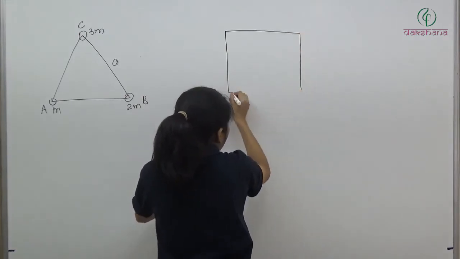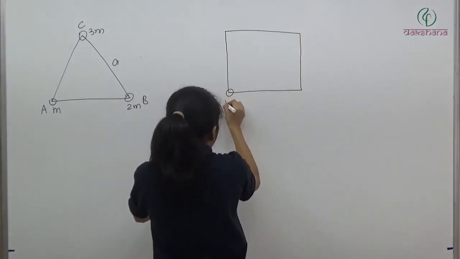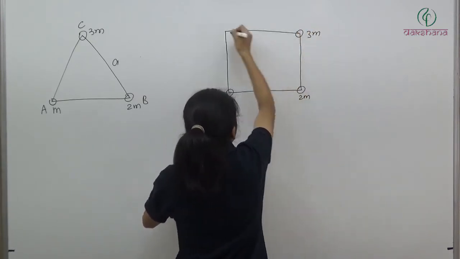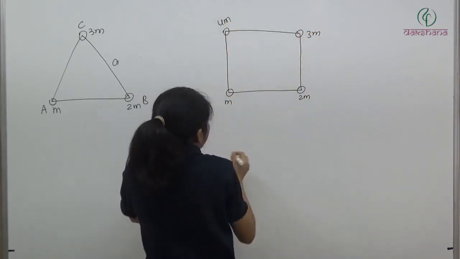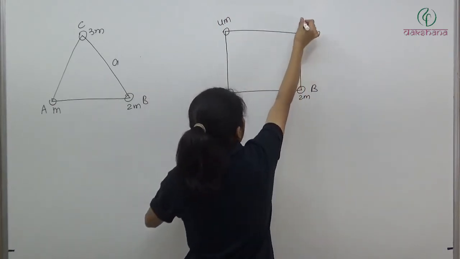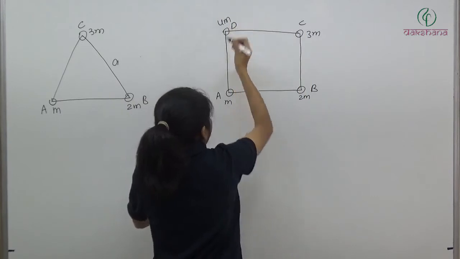So please try to solve these problems. Here we have m, 2m, 3m and 4m. Clear? Now again find out the location of center of mass from vertex A.